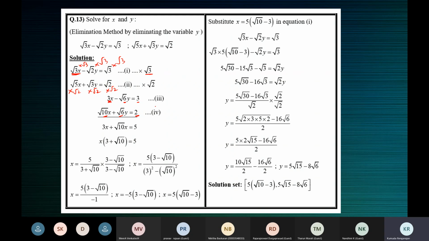Root 2 into root 2 is 2. Root 3 into root 3 is 3. So I've called the given equations 1 and 2 and the new equations 3 and 4.